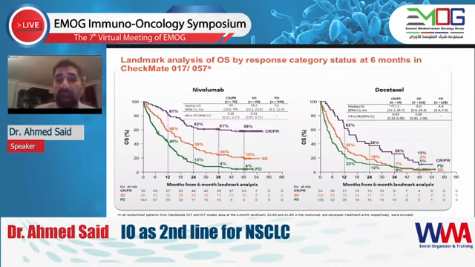In the docetaxel arm, the median overall survival for complete response or partial response is 17.1, for stable disease 8, and for progressing patients 4.8 months. We can clearly see the huge difference, and this overall survival benefit is maintained for the CR and PR group of patients as time goes on. You can see here the sloping curve of docetaxel.